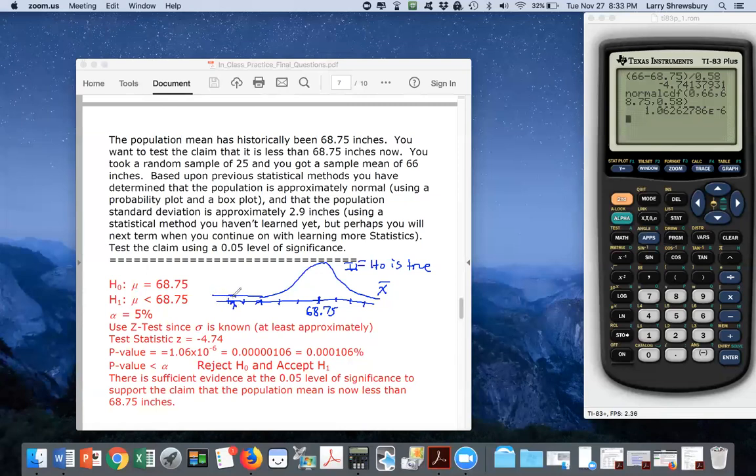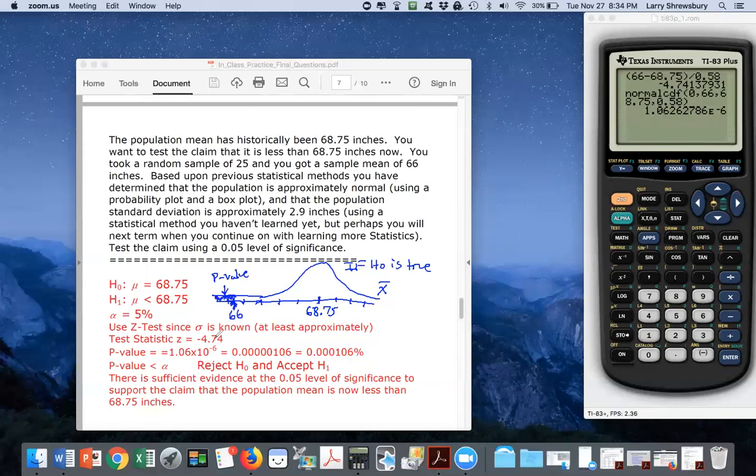So how unusual would it be to be this far below or farther? Well, that's this tiny little area. So that tiny little area is the p-value. And this right here is where the 66 was, our sample mean of 66. So what's the probability of getting a sample mean this extreme or more extreme if the null hypothesis is true? Well, that's this probability right here, the p-value.